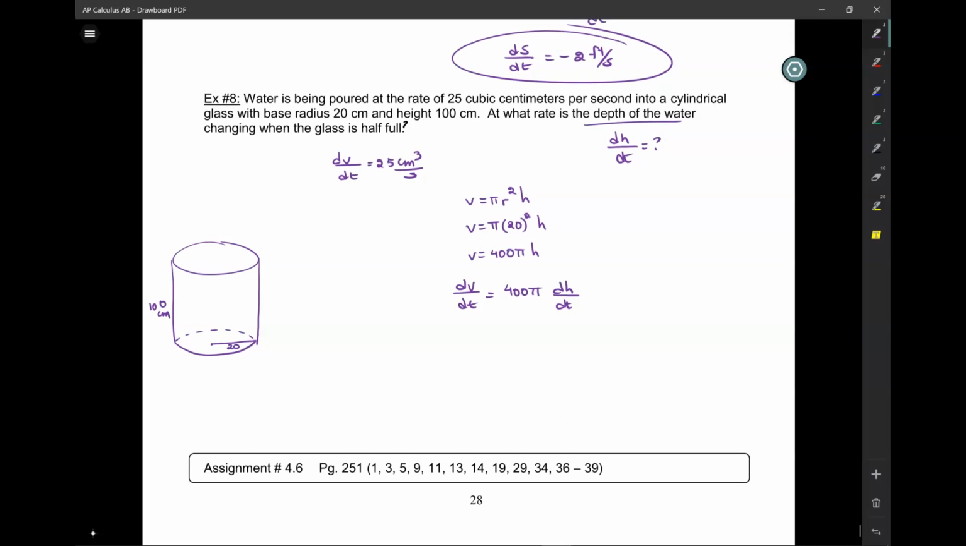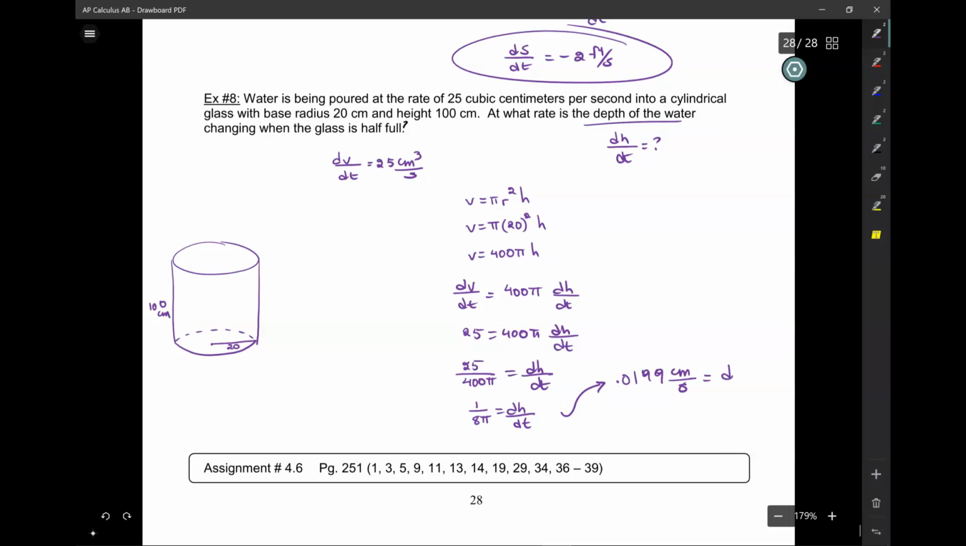Okay, what's dV/dt? 25. So 25 over 400 pi equals dH/dt. So dH/dt is 1 over 8 pi, which is 0.0199 centimeters per second. That is dH/dt. Okay.